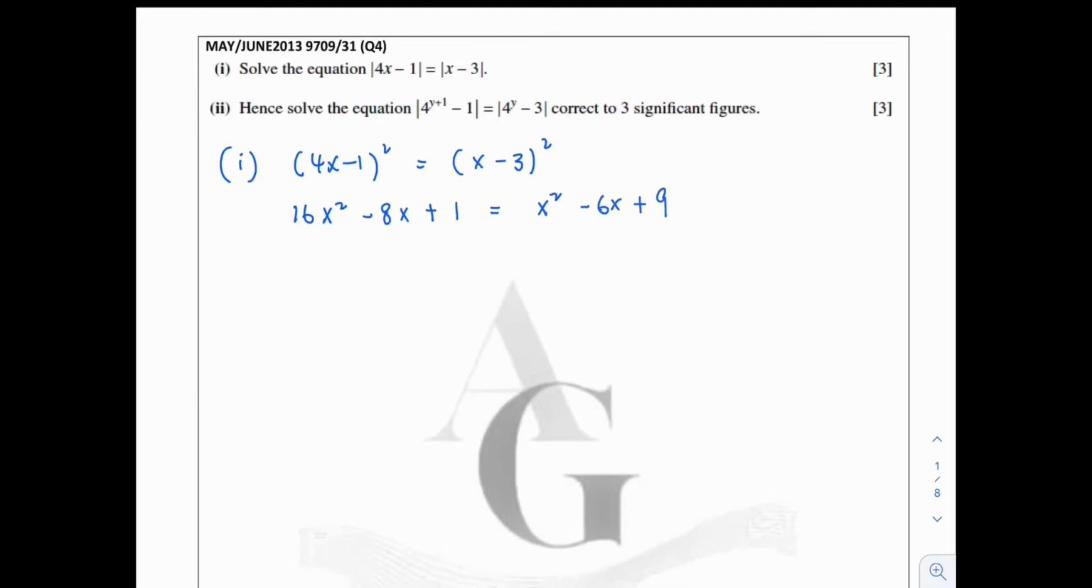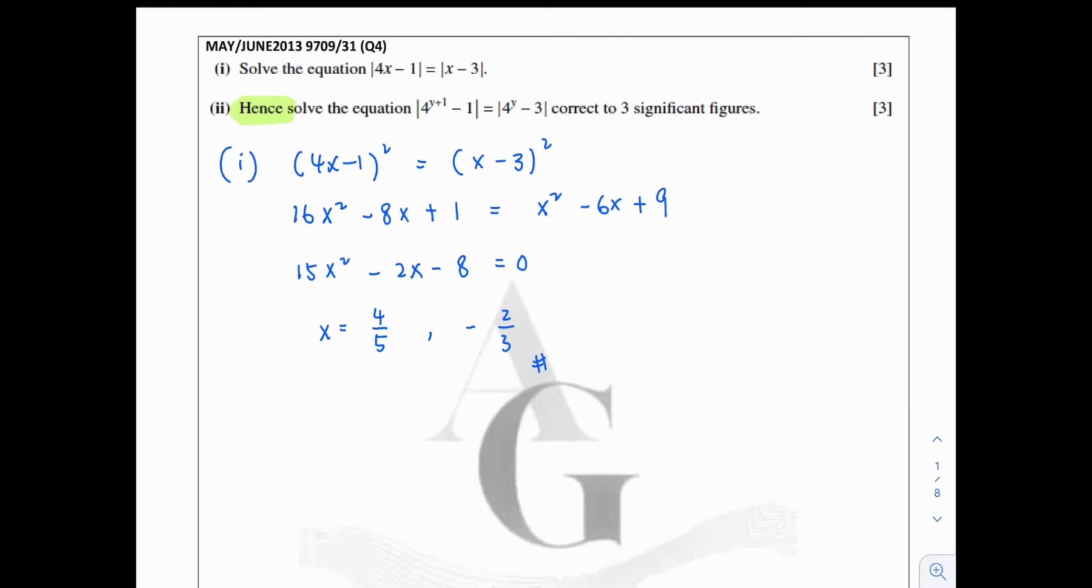And you just need to rearrange it to get a quadratic equation. And the answer will be x equals 4 over 5 and negative 2 over 3. For part 1, it's quite easily done. The problem is with part 2. Notice the word hence. Hence means that part 2 is always related to part 1. And many students actually don't know how to relate it to part 1.